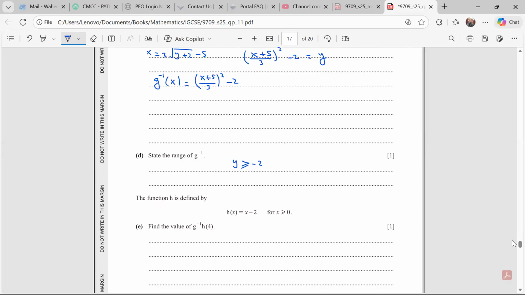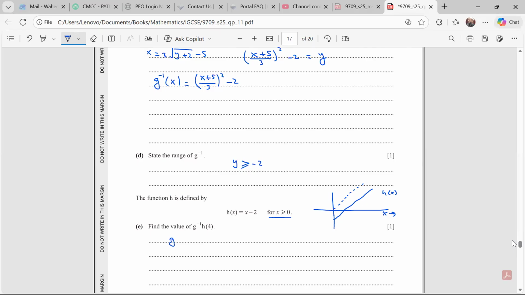Now, a new function h is defined as h of x is equal to x minus 2, and this is the domain that x is positive only. So this function looks like something like this. Minus 2 means when x is 0, the value of the function is minus 2. And it's a straight line going at a 45-degree angle. This was y equal to x, and this is x minus 2. So this is h of x. Here we have x, and on the y-axis we have h of x. Find the value of g inverse h of 4.